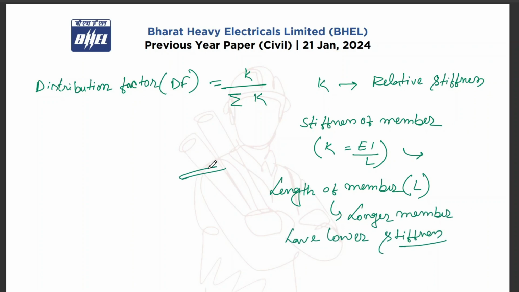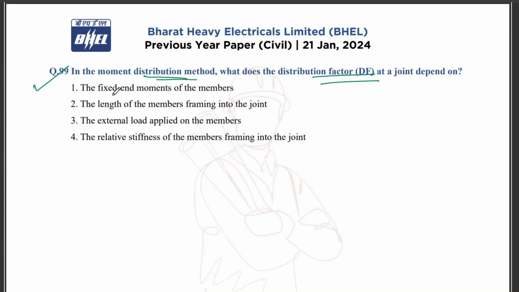And take note, if there are multiple members at a joint, the sum of their stiffnesses determines the distribution factor of each member. So option number 1, the fixed end moment of the member, affects the initial condition. The length of the member framing into the joint affects the stiffness. The external load applied on the member affects the bending moment. And the relative stiffness of members framing into the joint is the answer, because the distribution factor is determined by the relative stiffness, EI by L, of the members meeting at a joint.